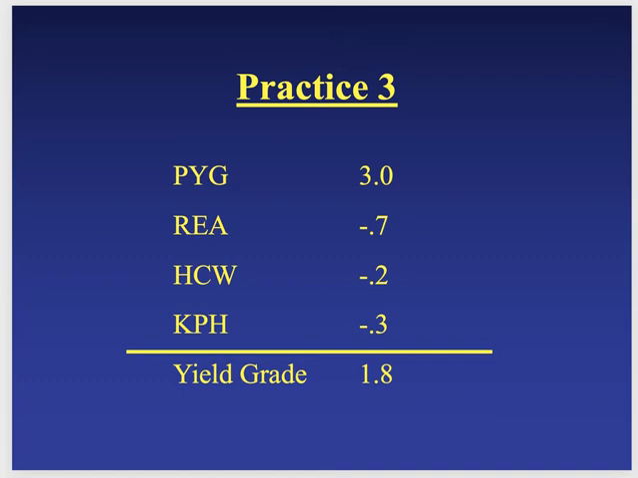Furthering along, here we go to a 3.0 is what we figure our PYG would be. Our ribeye area would take away from that because it's a larger size ribeye. And then we're going to go to hot carcass weight of -2. It's going to basically tell us a little trimmer type carcass. And we're also going to take away on our KPH. So if you minus all that, we have a PYG of 3. We expect this to be a yield grade of 1.8. So this is going to be a little bit trimmer of a carcass out there in the industry. Not the trimmest, but trimmer than what we've talked about before.